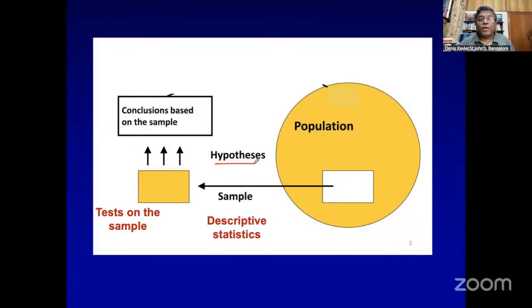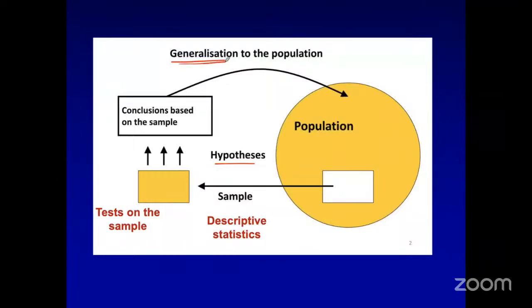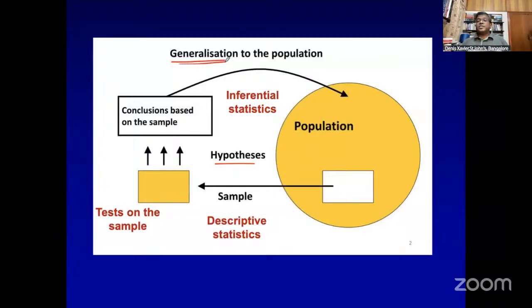Next, this is the important part. These conclusions we now apply to the population, or we generalize to the population. This generalization is called inferential statistics. The English meaning of the word infer means make a conclusion, or we have some understanding based on what we have found. So this is inferential statistics.